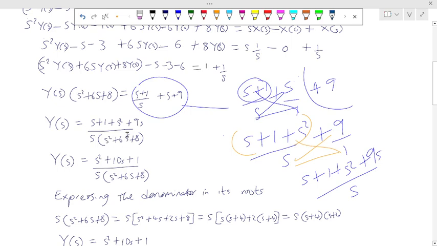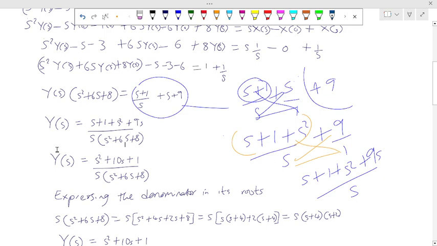What happened just now is that we say 9s plus s, that's 10s. S squared, look at it, s squared. S plus 9 giving 10s plus this 1. So we have this like this. Beautiful. Now, we can express the denominator in roots.